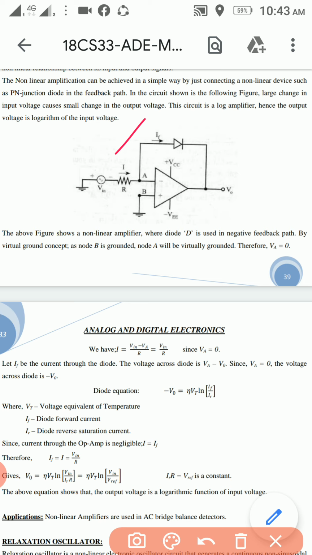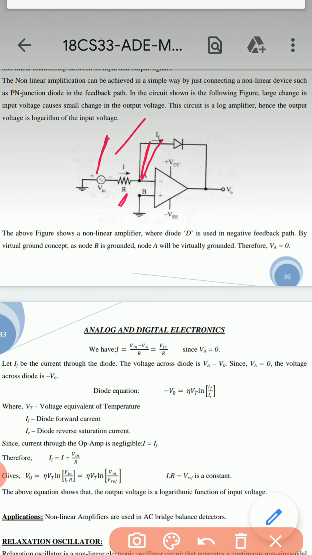If you want to find the current I passing through this resistor, what is the simple basic formula? V is equal to IR, which means I is equal to V by R. But what is the voltage across this resistor? It is V in, whatever the input voltage, minus VA, divided by R, because this is V in minus whatever voltage is present at this point VA. V in minus VA divided by R is exactly the current flowing through this area.